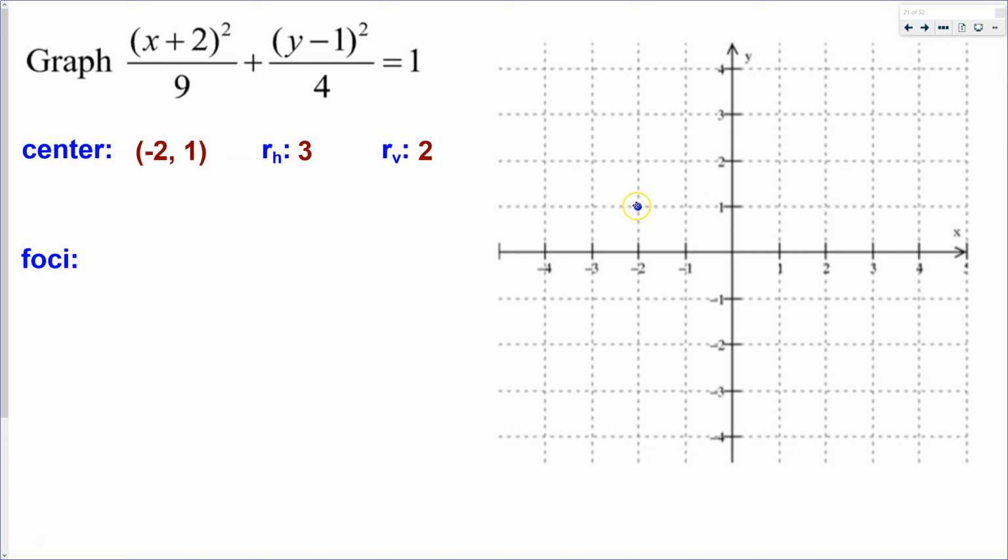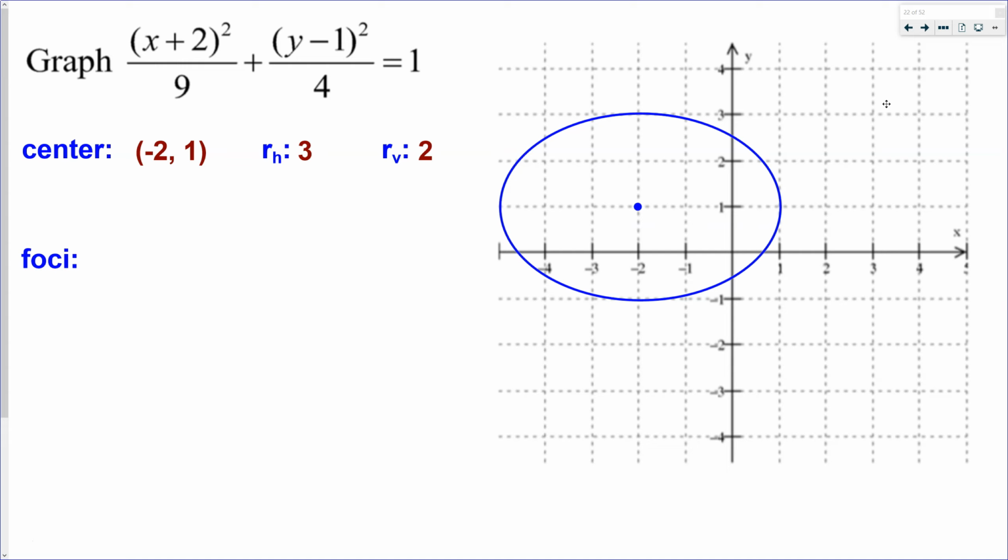So what I'm going to do is plot the center, and then I'm going to go up and down 2 and make a dot. And then I'm going to go left and right 3 from center and make a dot, and basically sketch in the curve between all 4 dots, just like we did with the circle: up, down, left, right. But this time the up, down, and the left, right distance that you travel from center is different.